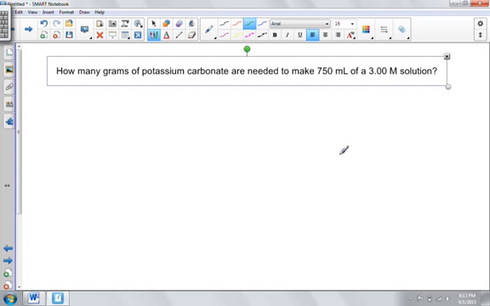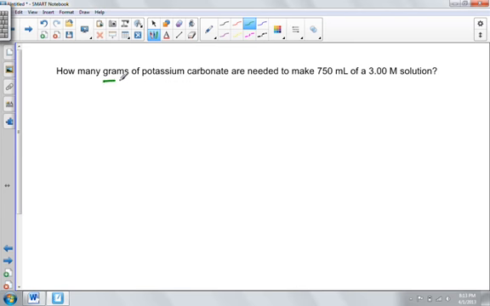If your question is not talking about dilution, we aren't going to use that. In fact, this one's asking about grams. How many grams of potassium carbonate are needed to make 750 mils of a 3 molar solution?